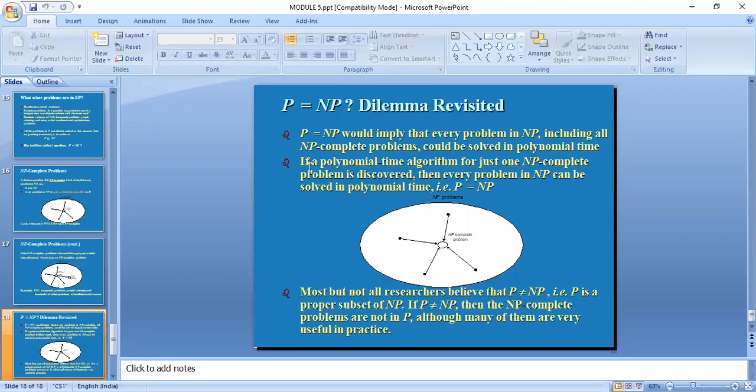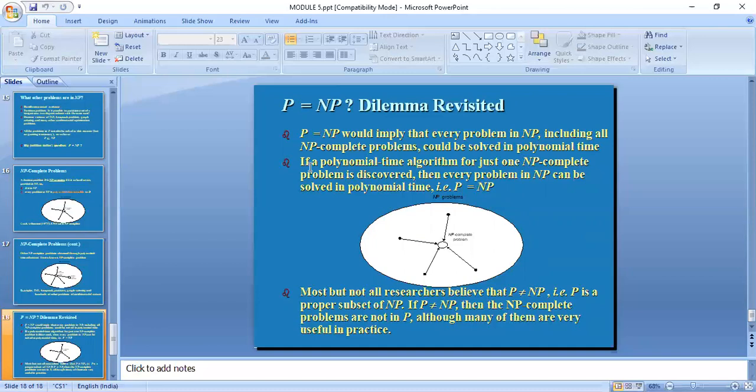Whenever you have a polynomial time algorithm for just one NP complete problem, we need to discover it, and for that, every problem in NP can be solved in polynomial time. So when you say polynomial, we have to say whether it is equal to non-polynomial problems also. Mostly it is not, so some research is still going on. You can download some articles, go through them, and come up with your own suggestions or solutions about whether P is equal to NP or not.